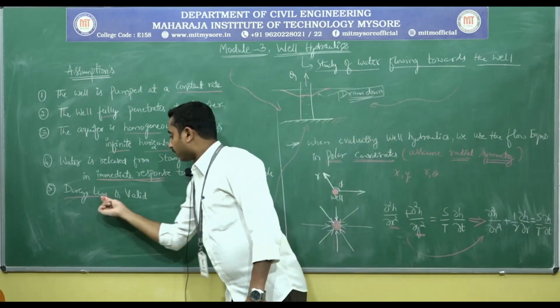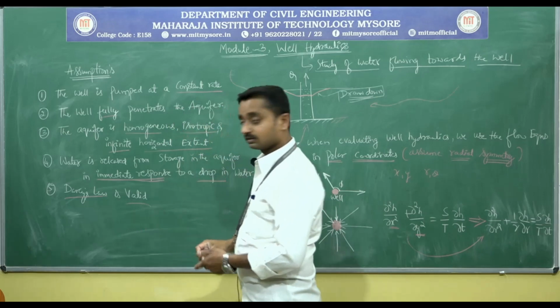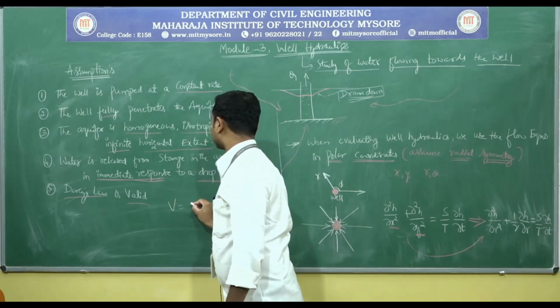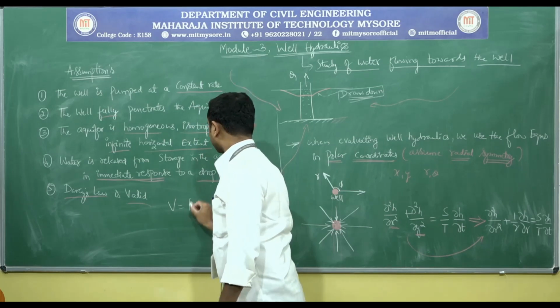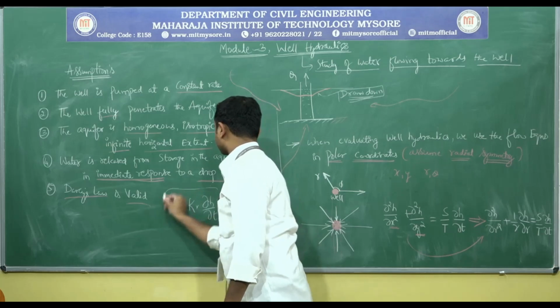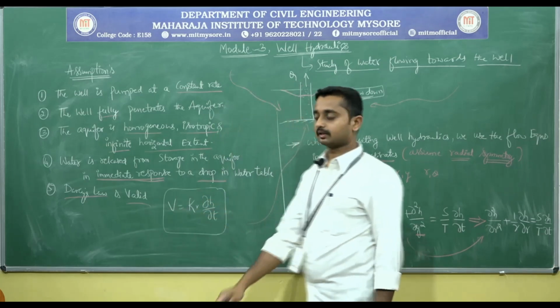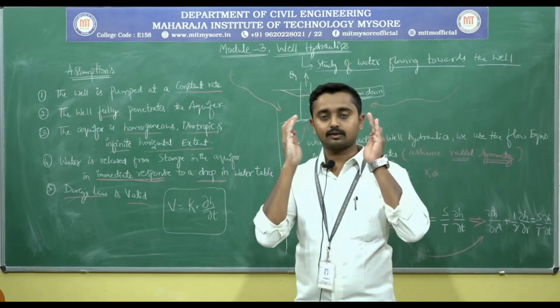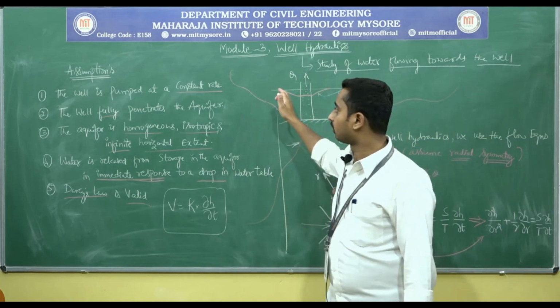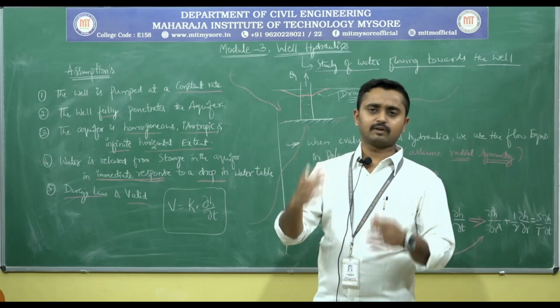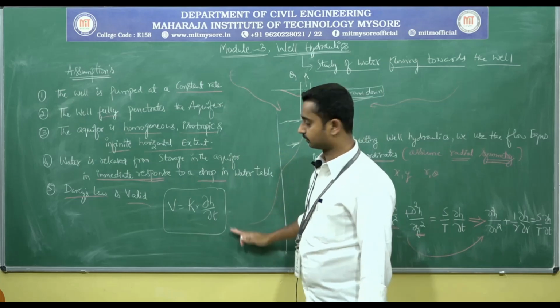Next, Darcy's law is valid. You know Darcy's law from module 2 itself: velocity V equals K, permeability, into dh by dl, correct? So Darcy's law is valid. These are some of the assumptions we must keep in mind throughout this module. This module is mainly derivations, and in every derivation we need all these things.